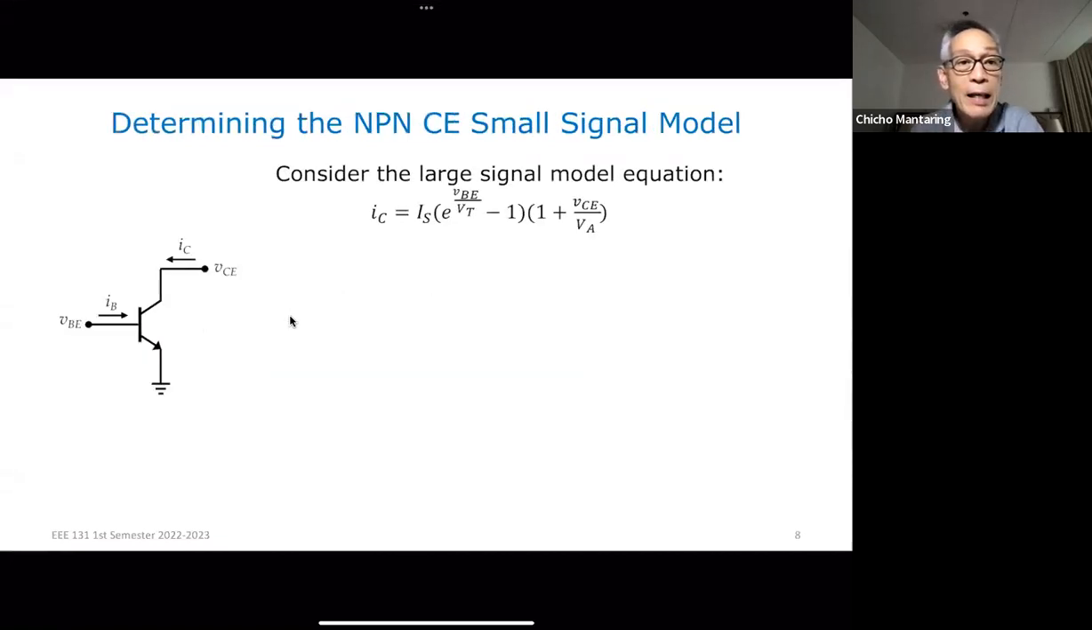Okay, so let's try to determine the NPN common emitter small signal model. Okay, how many of you have already listened to the recorded lecture of Dr. De Leon? Don't be ashamed if you haven't. I just want to know. Raise your hand if you have. Okay, so some of you already have. Okay, well, not many of you, no, but some of you already have.